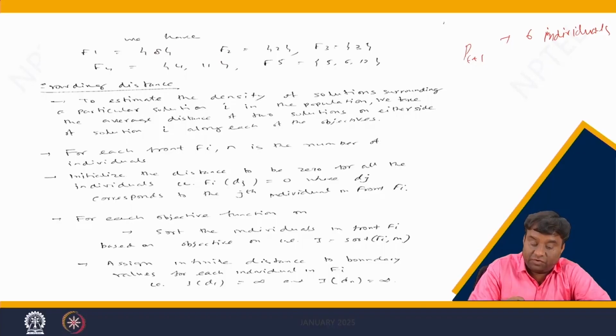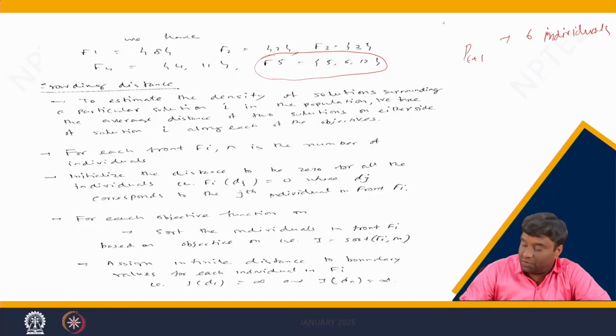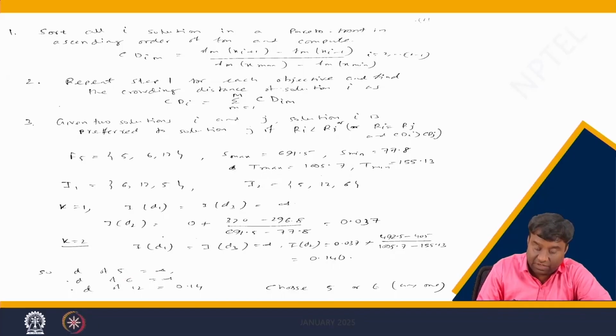We already have 5 from F1, F2, F3, F4. So from F5 we need to select one individual. That's why we need to do the crowding distance here. Everything is the same, so the formula for crowding distance uses x maximum and minimum. Now let us try to understand the formula for the crowding distance. So this is maximum minus minimum, and this is 5, 6, 12. Here again you will get the crowding distance for 5, 6, 12.